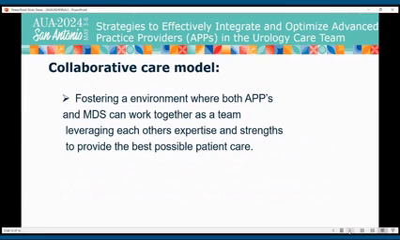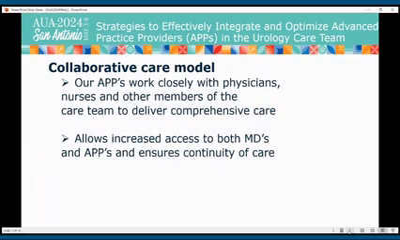So next, we're going to focus on the collaborative care model. Successful utilization of APPs really all starts with the emphasis on the collaborative care model and looking at all members of the care team. The collaborative care model can have different meanings. And first and foremost, we're going to look at that collaborative care model with the physicians.